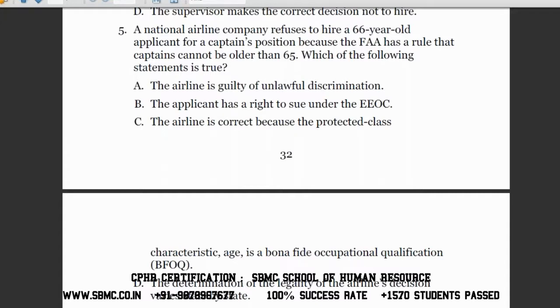I think it's C. Right, good. Good attempt.